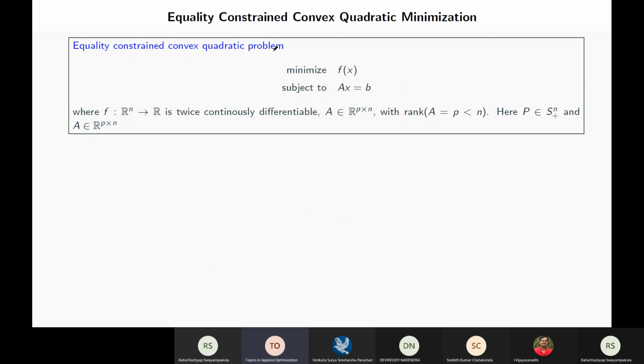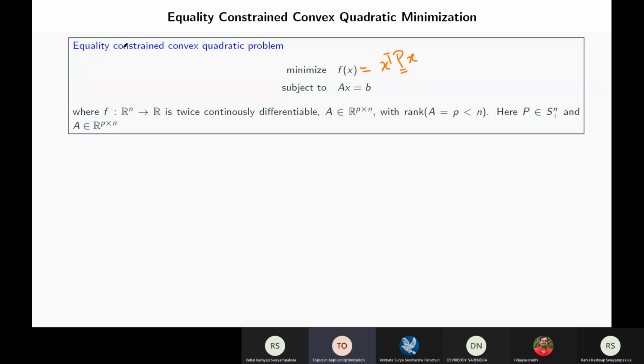Equality constrained convex quadratic program. Okay, so let us see what this is. Here f is twice continuously differentiable, and A is rectangular, where the rank of A is p, because p is less than n, and P is symmetric. Okay, here P is symmetric. I think this was supposed to be written like this, and this is the P we are referring to.